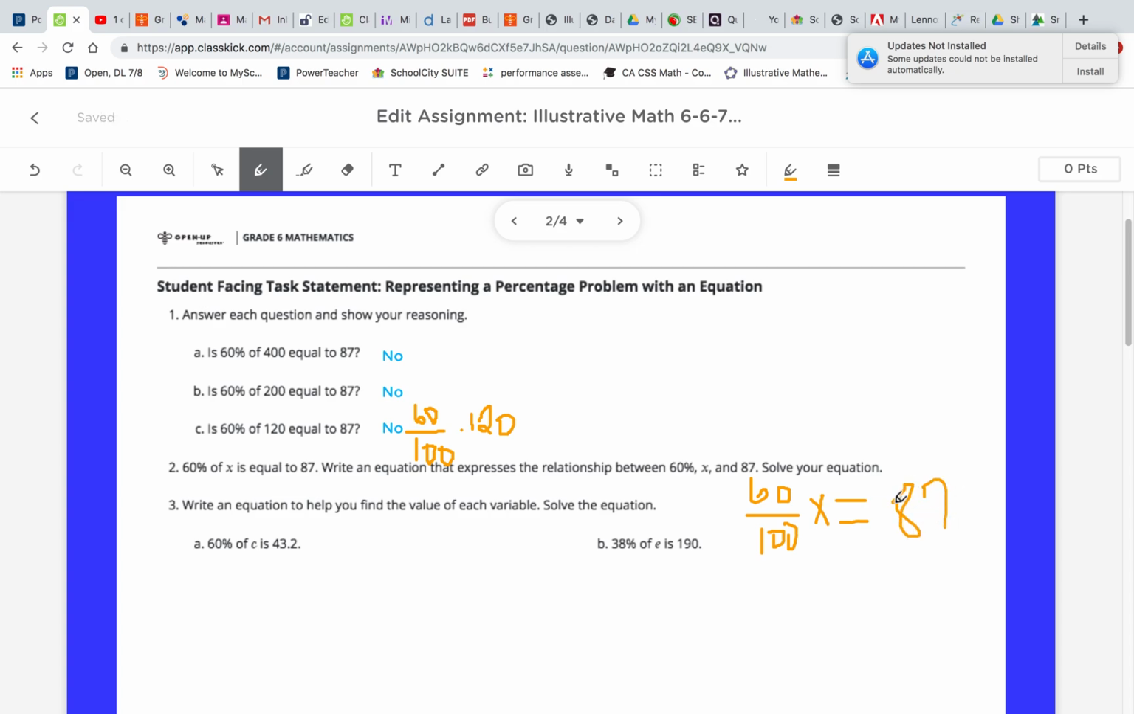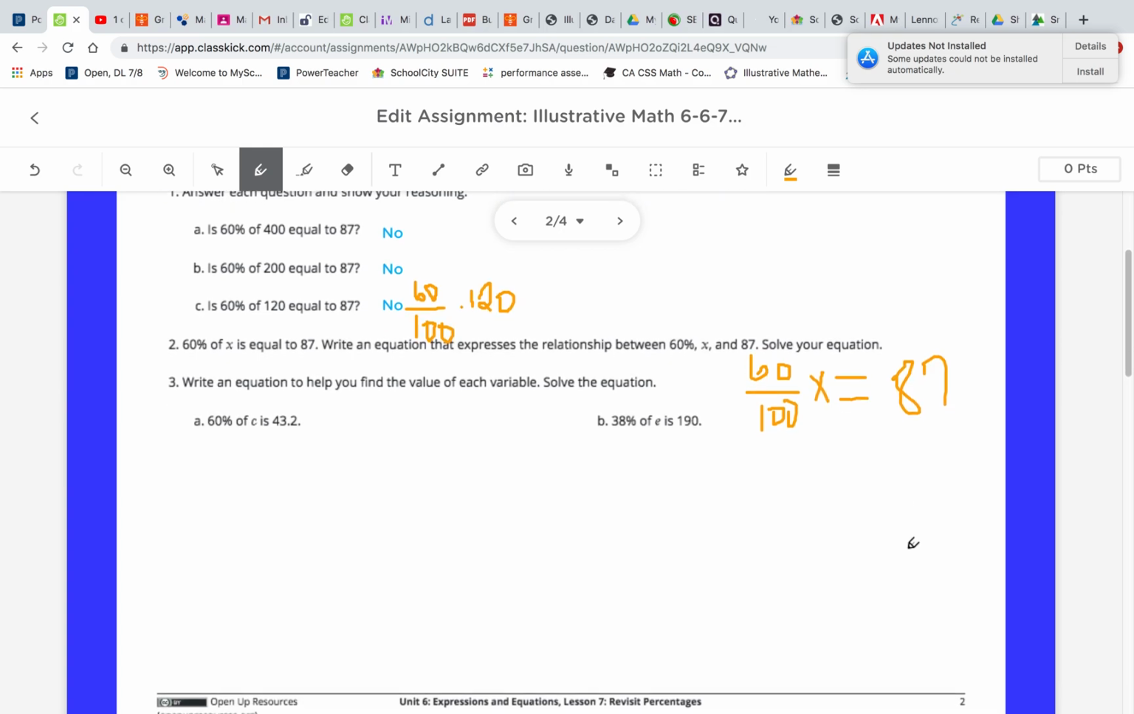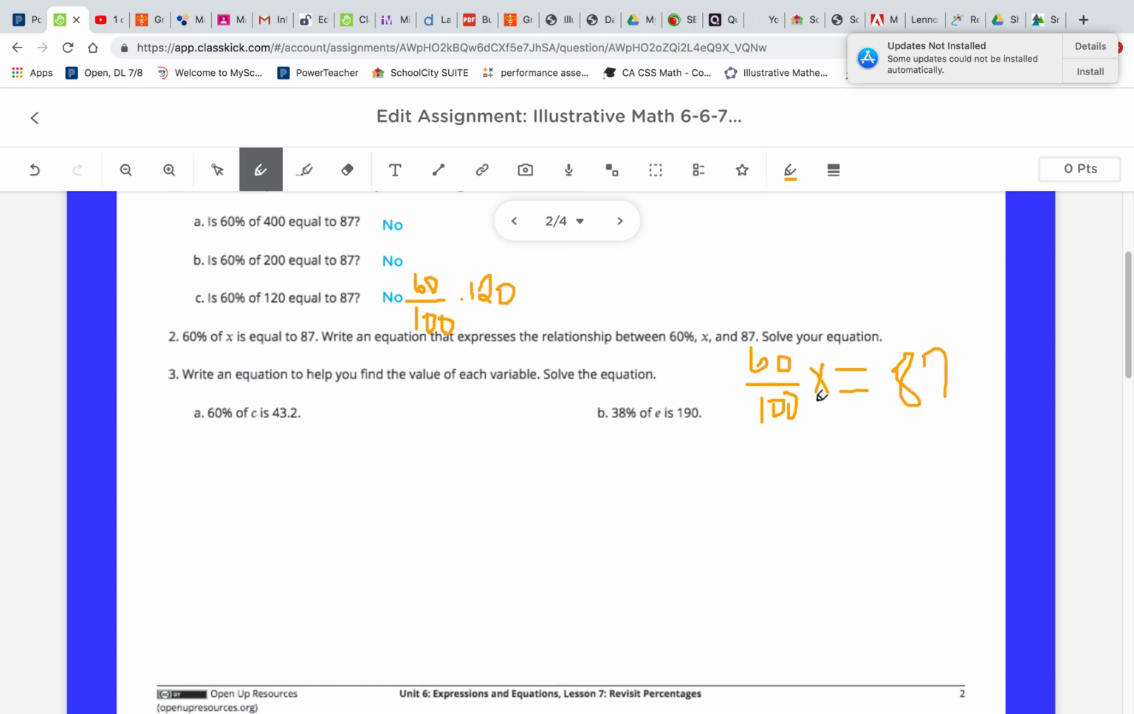All right. So they want us to actually solve this equation. So we've got to think about how we would solve this equation here. We have 60 over 100 times x equals 87. Remember, we want to get x by itself. We want to move everything else that's on this same side of the equal sign away from the x to the opposite side of the equal sign by doing the opposite.